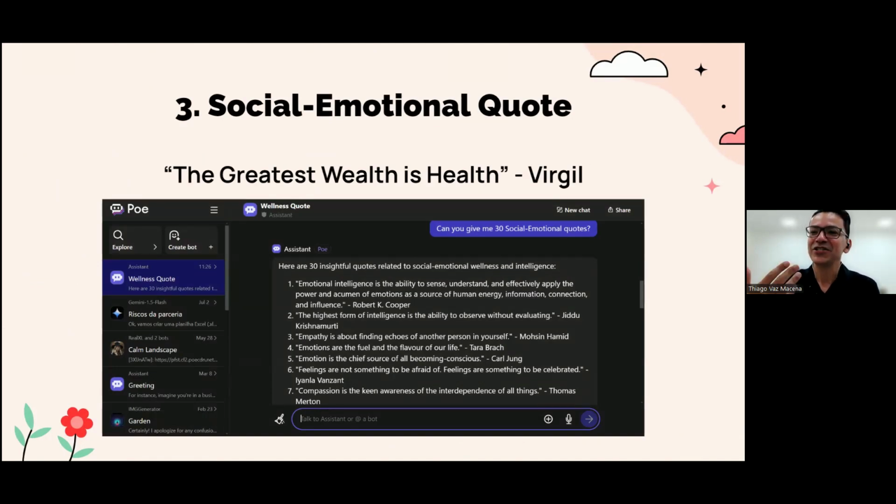And I teach them new vocabulary. I taught them, for example, the difference between wealth and health. And they didn't know, and we had this little discussion about this. And you might be asking, Thiago, where do you get these quotes? Yeah, I use artificial intelligence. And I was going to talk to you about this too.